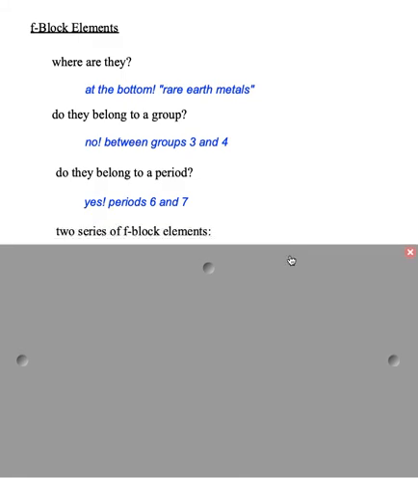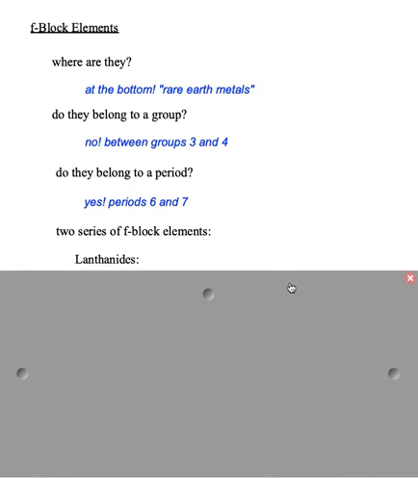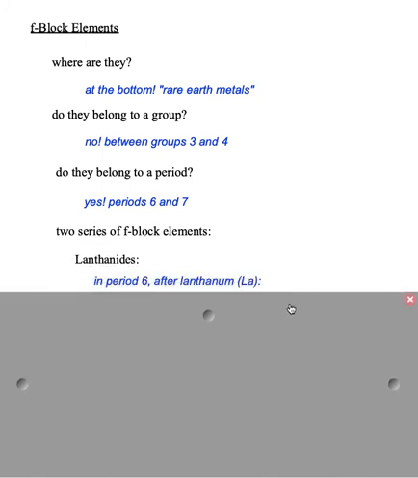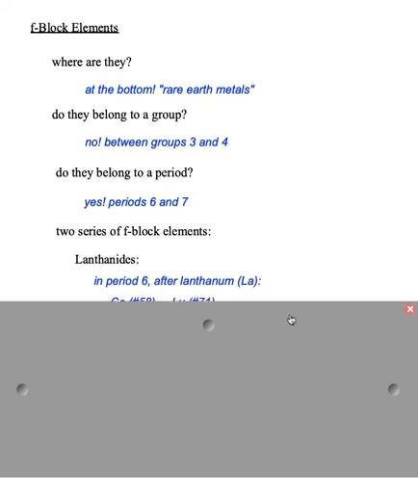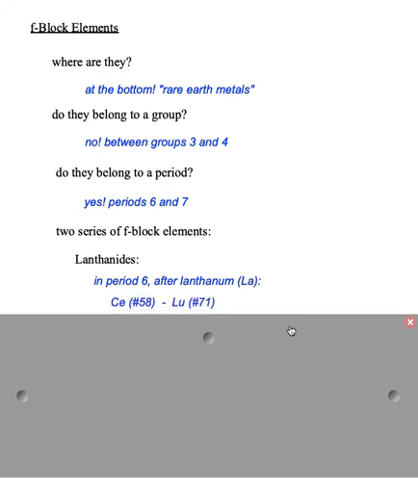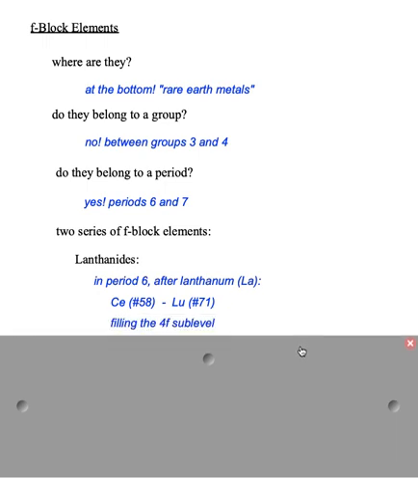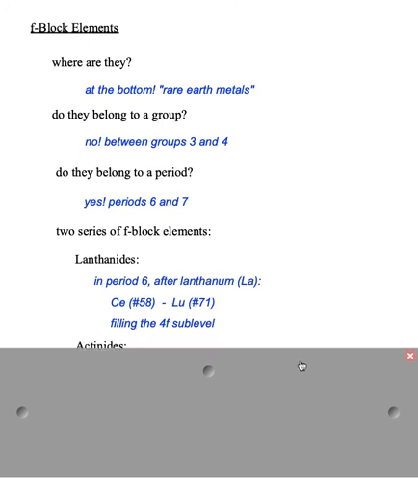There are 2 series of f block elements. The lanthanides are in period 6. They follow the element lanthanum, number 57. And they include cerium, number 58, all the way to lutetium, number 71. And when we are in the lanthanide series, we are placing electrons into the 4f sublevel.